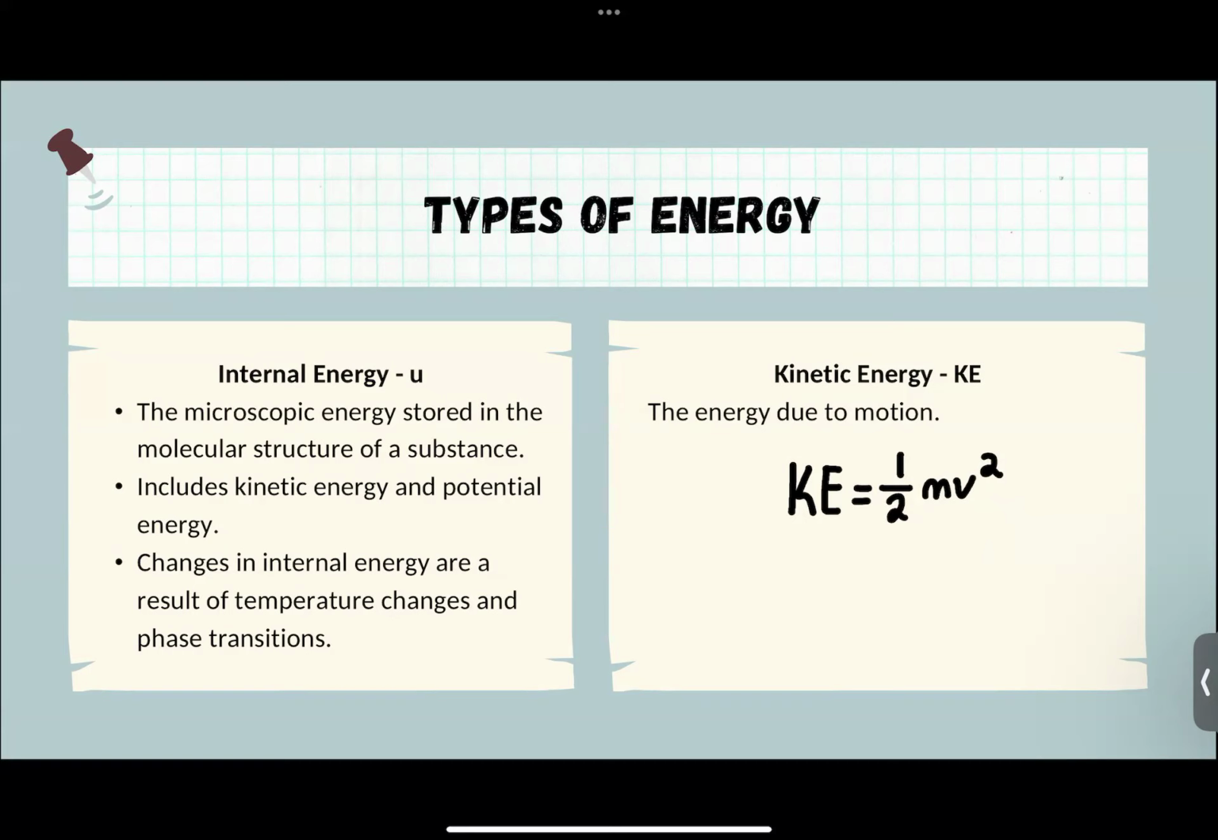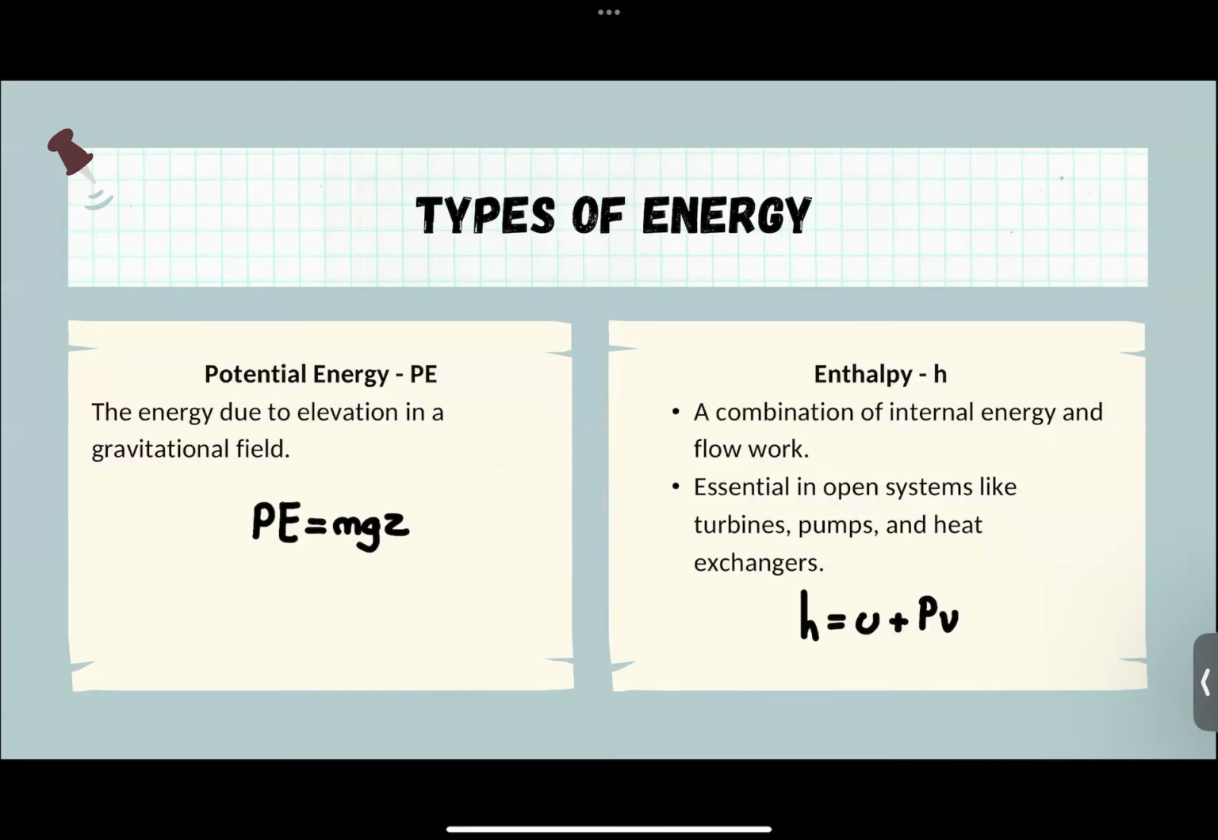There's also kinetic energy, which is denoted by Ke, and it's the energy due to motion. There's also potential energy, which is denoted by Pe, and that is the energy due to elevation in a gravitational field. And finally, there's enthalpy, which is denoted by H, and that is essential in open systems, and it's equal to the internal energy plus the pressure times the specific volume.